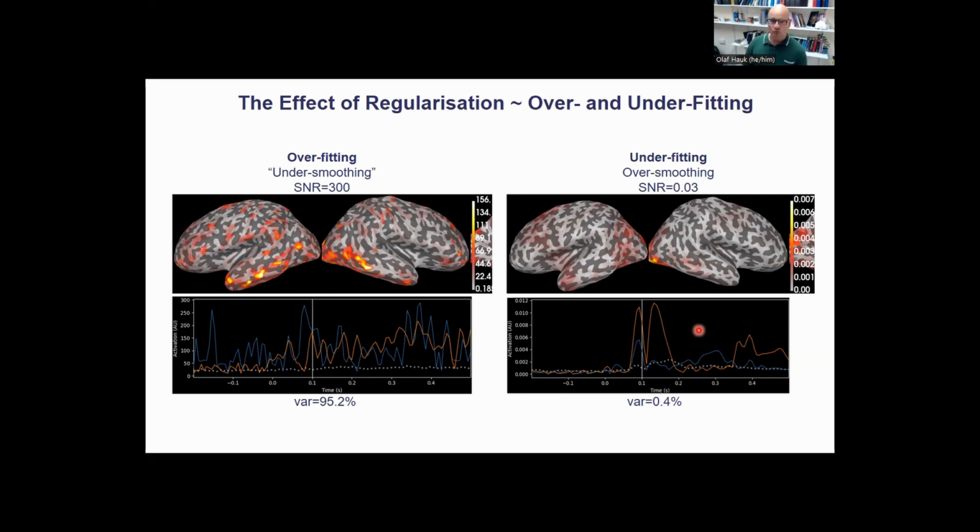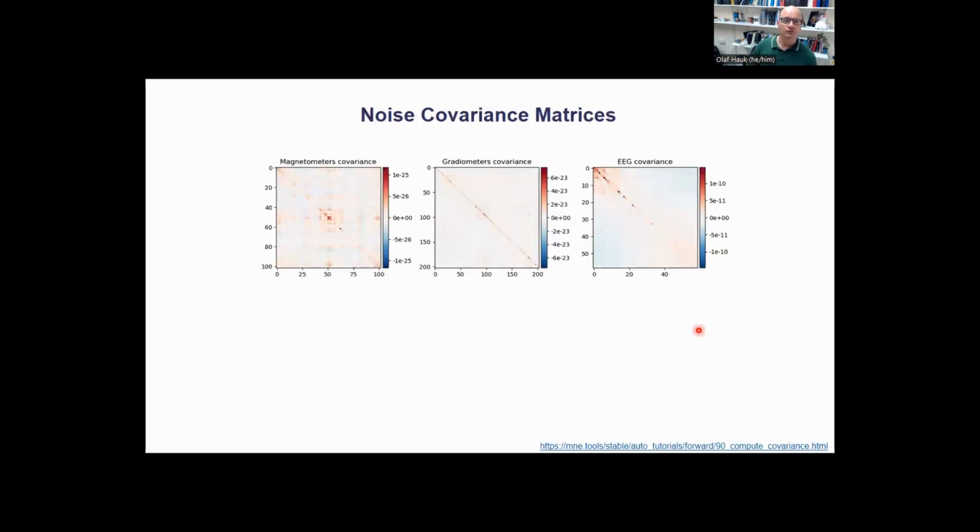So what can you do? Just a few things that you should take care of when you're analyzing your data. First of all, you have to make sure that you've got a good noise covariance matrix. A noise covariance matrix is relatively easy to compute, but then you can visualize it to make sure your data actually look all right. So it's another way to visually inspect your data.